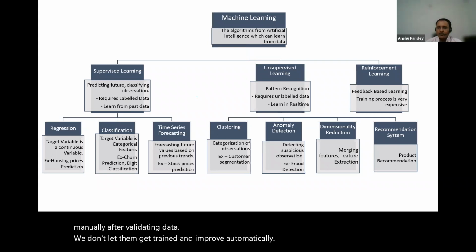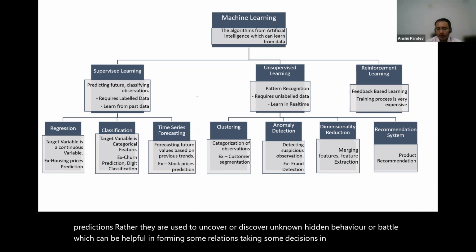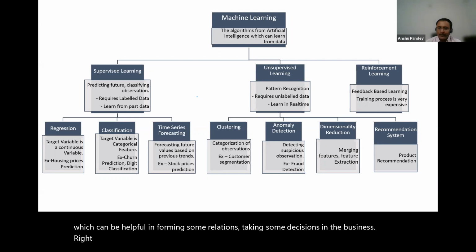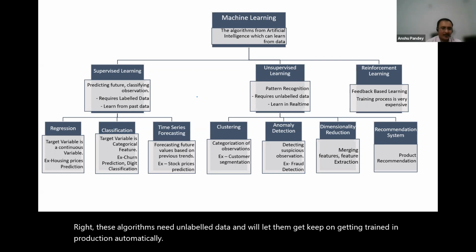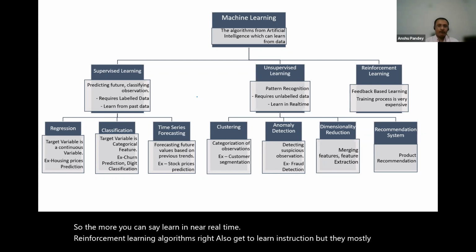On the other hand, unsupervised machine learning algorithms are not used to make predictions. Rather, they are used to uncover or discover unknown hidden behavior or patterns, which can be helpful in forming some relations and taking some decisions in the business. Right. These algorithms need unlabeled data, and we let them keep getting trained in production automatically. So they, you can say, learn in near real time. In quite a similar way, reinforcement learning algorithms also get to learn in production, but they mostly perform feedback-based learning. They learn from feedback.